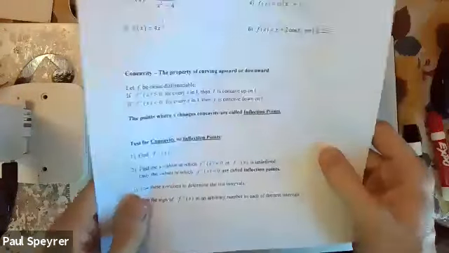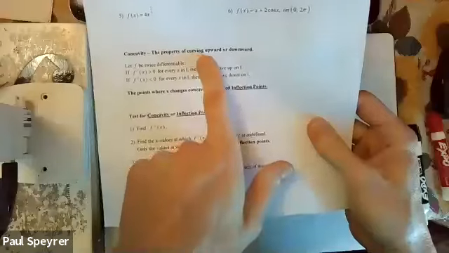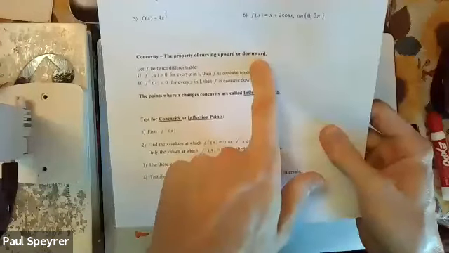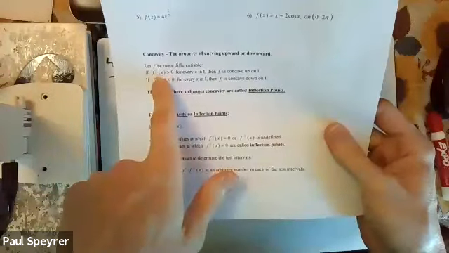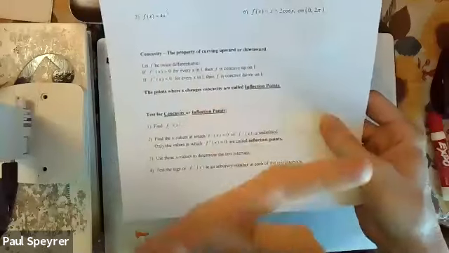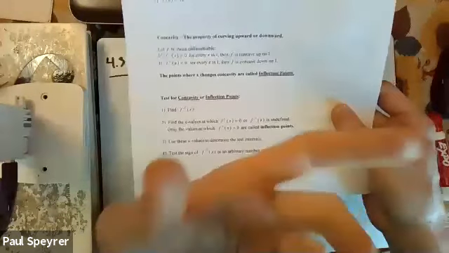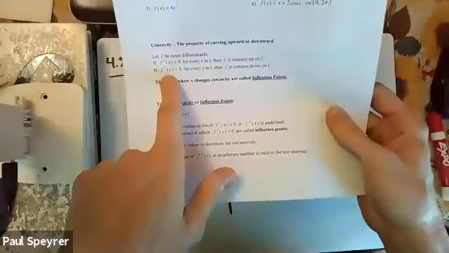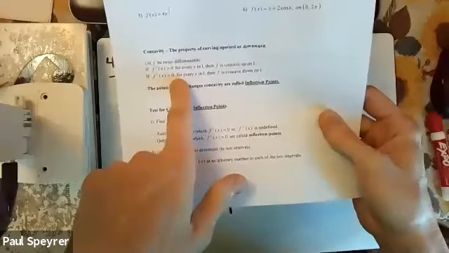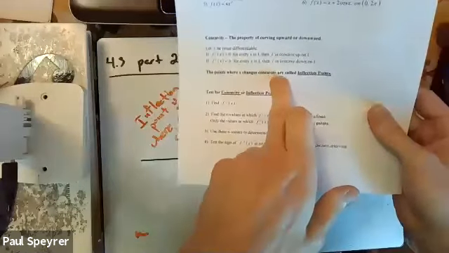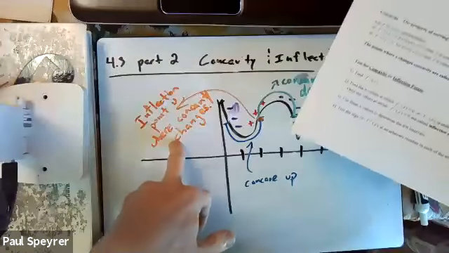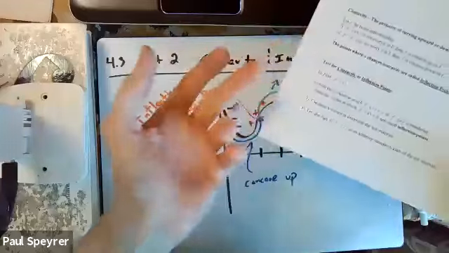So coming back to these notes, concavity is the property of curving upward or downward. And look right here, it says, if the second derivative of the function is greater than 0, meaning it's positive, then we say that function is concave up. Or if the second derivative is negative, then we'd say it is concave down. The point where x changes concavity, what I wrote right here, is called the inflection point.